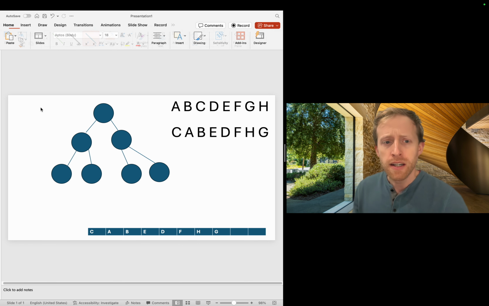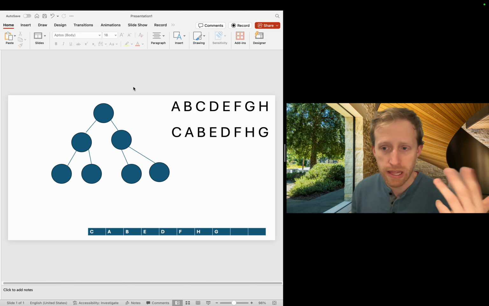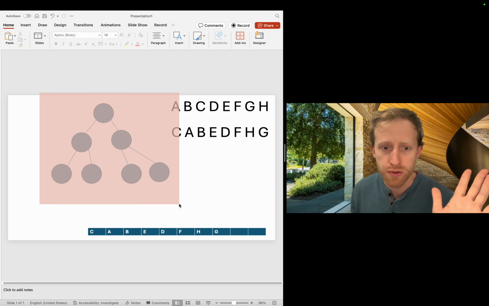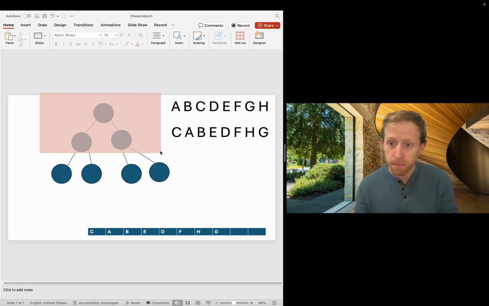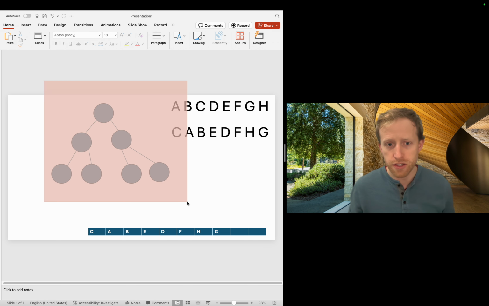Okay, so a binary search tree, characteristics of a binary search tree. It has a single parent node, and each node has at most 2 children. So in this particular tree that I just happened to draw, it can go infinitely deep, but each node has at most 2 children. So here we have a tree. This is a tree here.